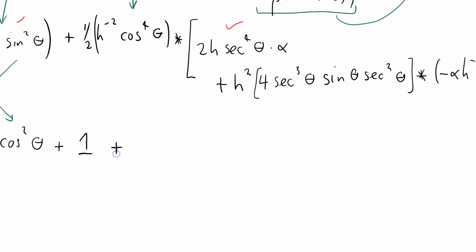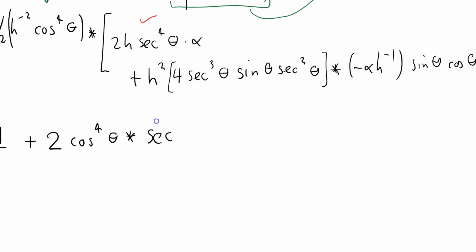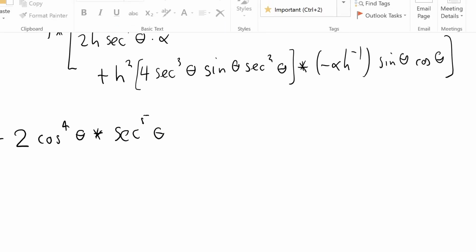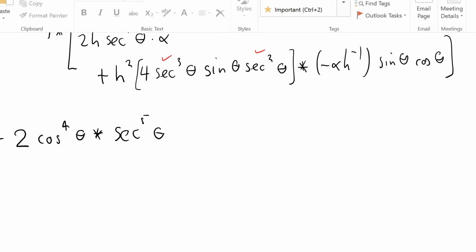Plus 2. Why is it 2? It's because I've got a half there and a 2 there. The h has gone. The h has been factored out. We've got a cos to the 4. I'll write it all in. Cos to the 4 theta from there times sec to the 5 theta. What have I got there? Sec to the 5 thetas from where? It is from there and there, giving me 2 factors of sec, 2 components there.